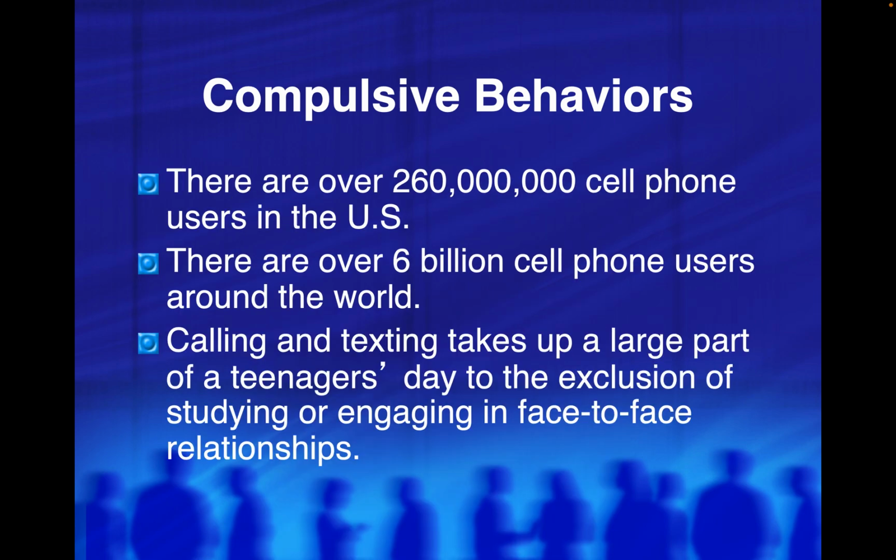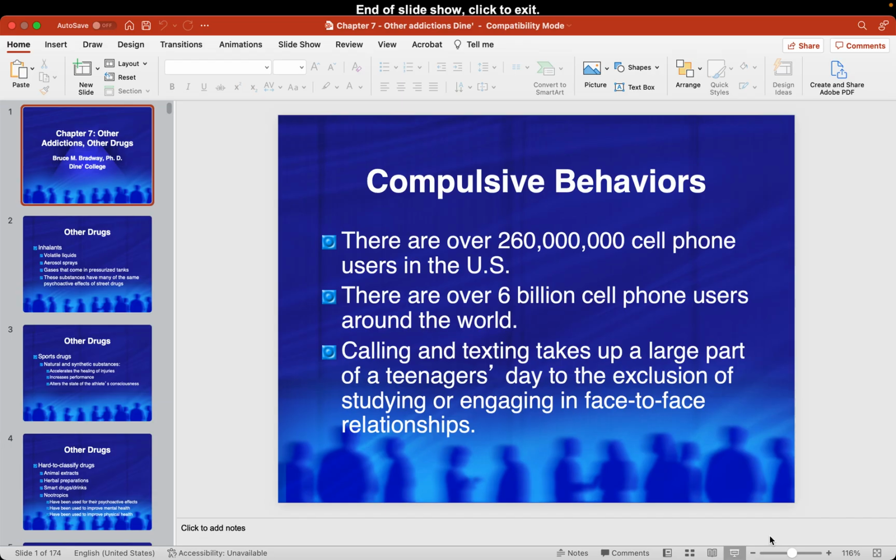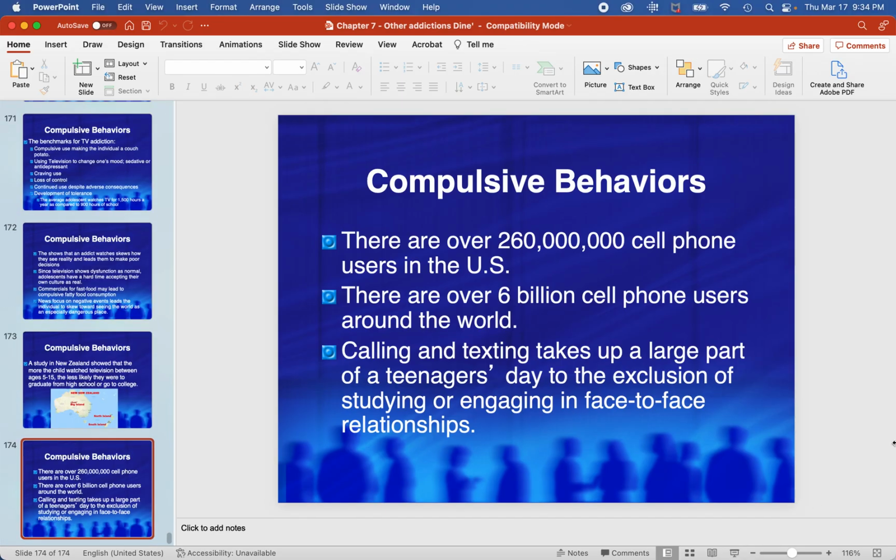There are over 260 million cell phone users in the United States. There are over 6 billion cell phone users around the world. Calling and texting takes up a large part of a teenager's day, to the exclusion of studying or engaging in face-to-face relationships. And that is finally the end of the chapter.